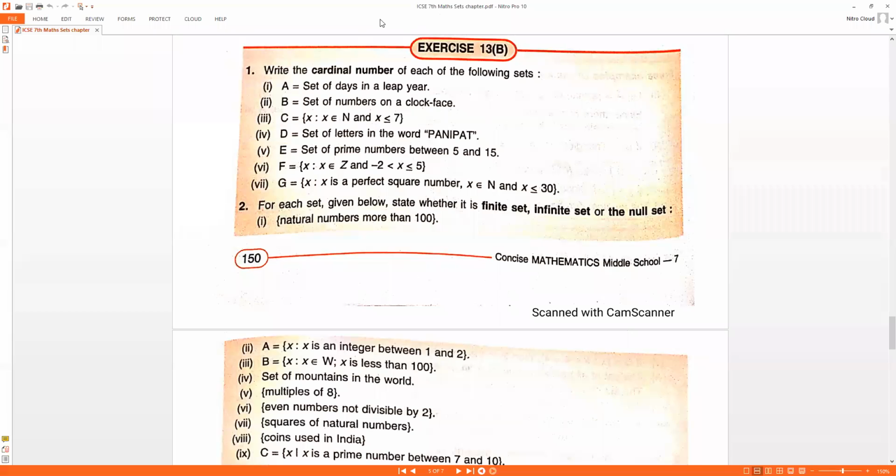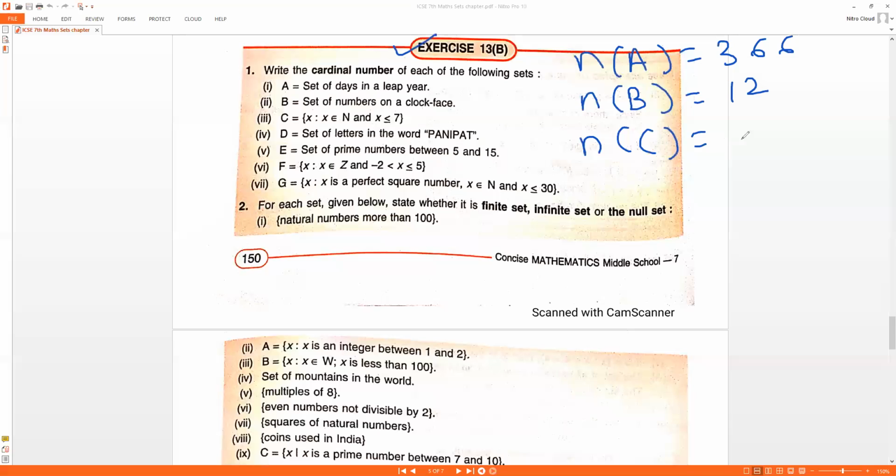Start solving the exercise 13B. Can you tell me the cardinal number of set A? Set of days in a leap year? 366. Correct. 366. N of B? 12. Set of numbers on a clock face. Okay, 12.